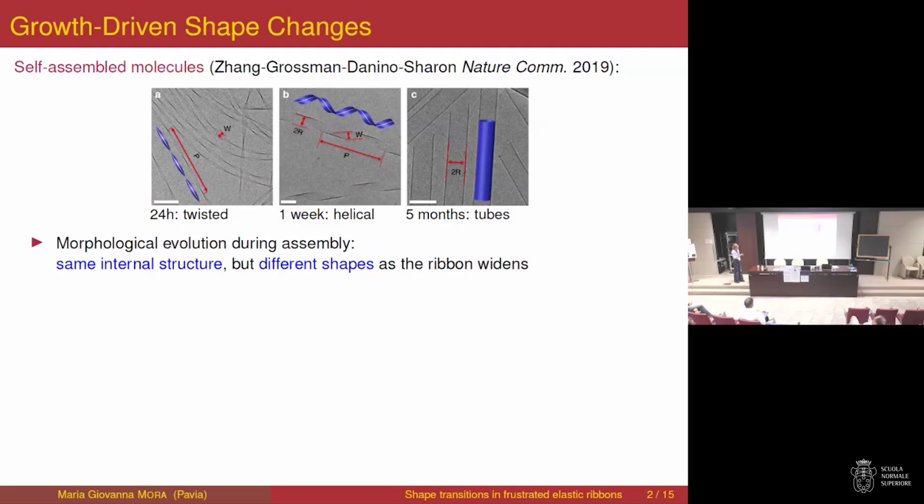And then if you wait long enough, they close up into tubes. What is interesting about this phenomenon is that you are observing a morphological evolution, a change of shape, but somehow the molecules are not changing. The internal structure of the molecules is always the same. What changes as time evolves is that they are becoming wider. And so the change of shape is driven by the growth of these molecules.